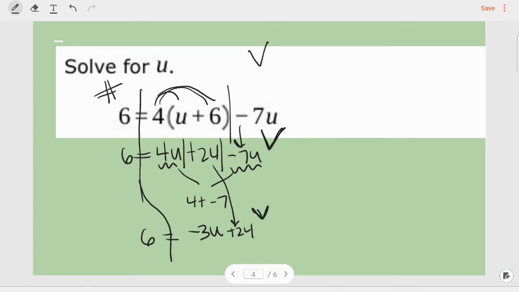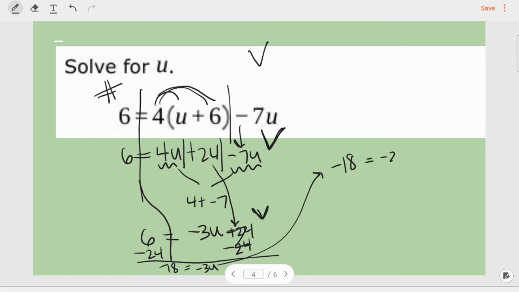If this is my variable side, now that everything is simplified, I'm going to take the opportunity to remove what doesn't belong. So the thing that does not belong is the 24. So I'm going to minus 24 from both sides. 6 minus 24 is a grand total of negative 18 equals, what's left on this right-hand side? Negative 3u. So I'm going to bring this line up here, negative 18.